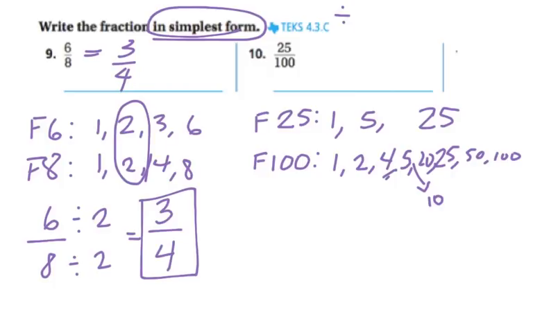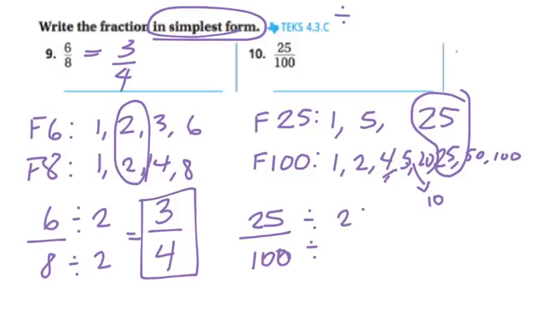They don't both have a 2. They don't both have a 4. They also both have a 5 in common. Okay? Let's see if they have anything else in common. Not a 10, not a 20, but look, they both have a 25 in common. So I can take 25/100ths and I can divide it by 25/25.